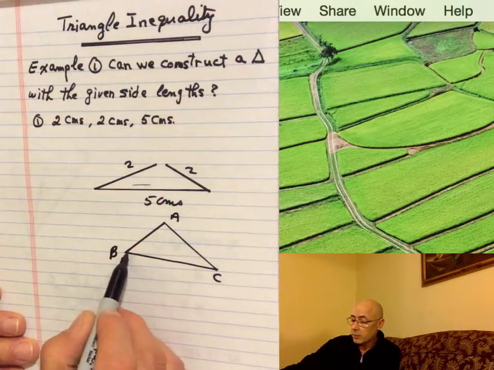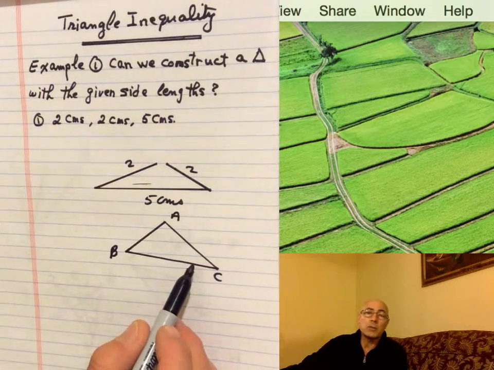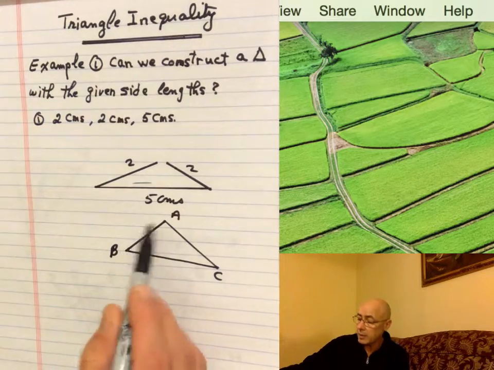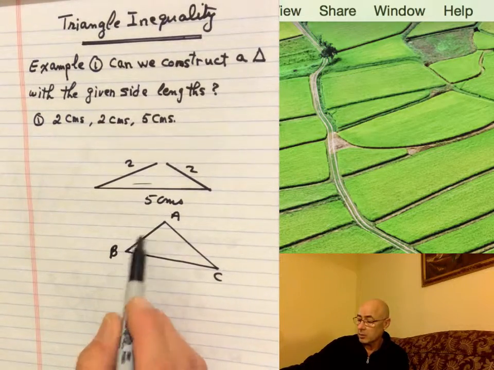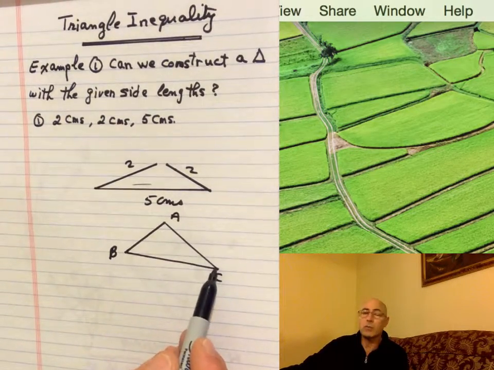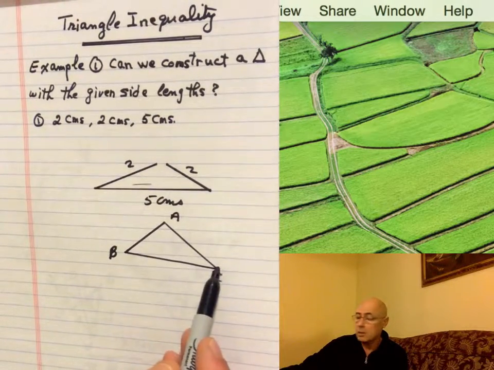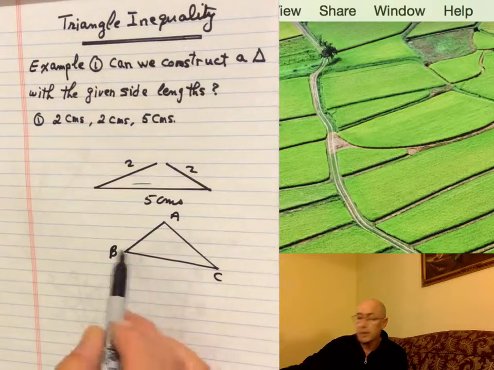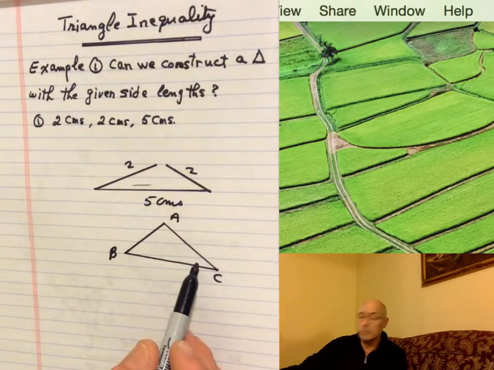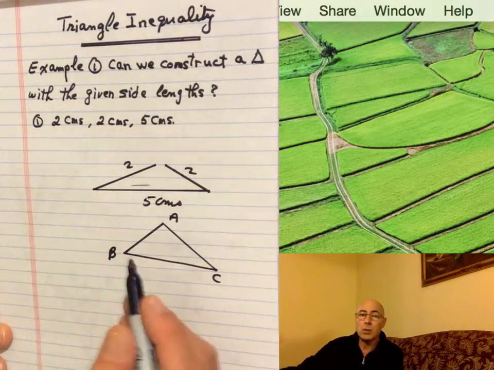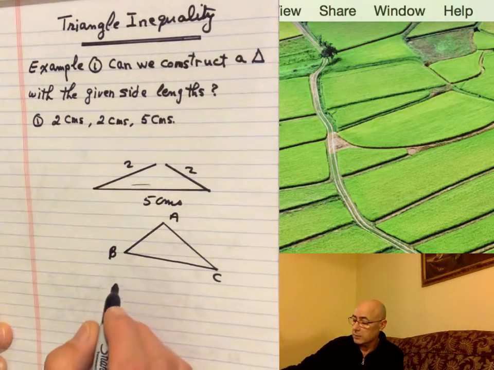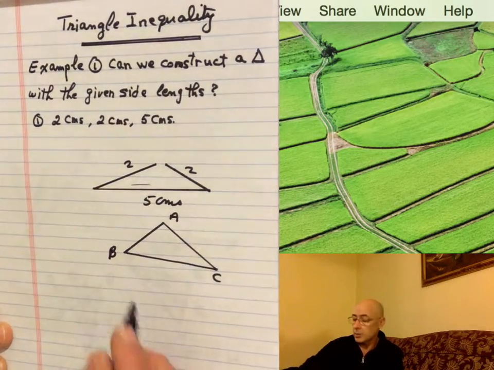If you go straight from B to C, of course that's shorter than going around the triangle, going from B to A, then from A to C. Going from B to A and then A to C has to be longer than BC directly. So this is what we call the triangle inequality.